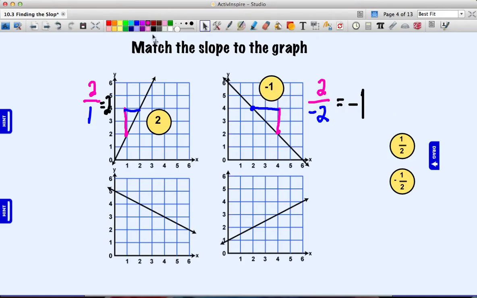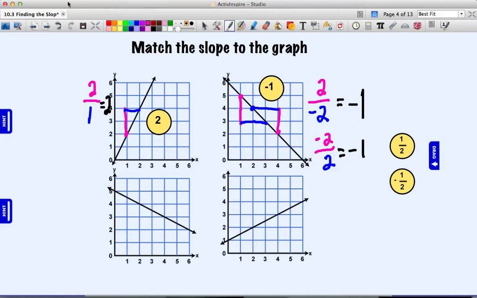Now, if I had gone the other way, I would have had to have gone down 2, so I'm going to use this right here. Okay, so down 1, 2, and then to the right 2. So in this case, I would have had -2 over +2, which still would have given me a -1 for slope. That's why it doesn't matter if you start with going up or going down. Okay, math is still going to make it work out correctly.